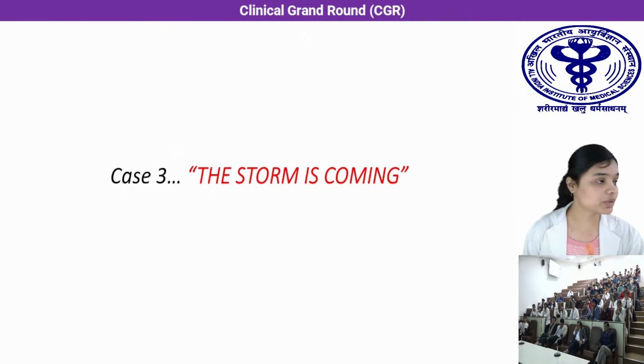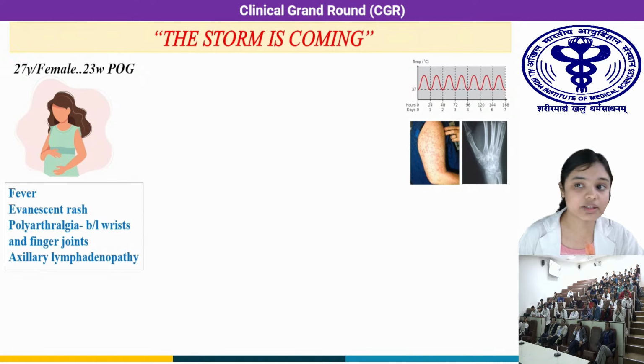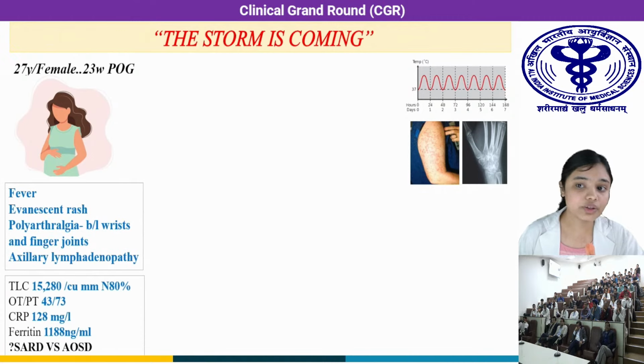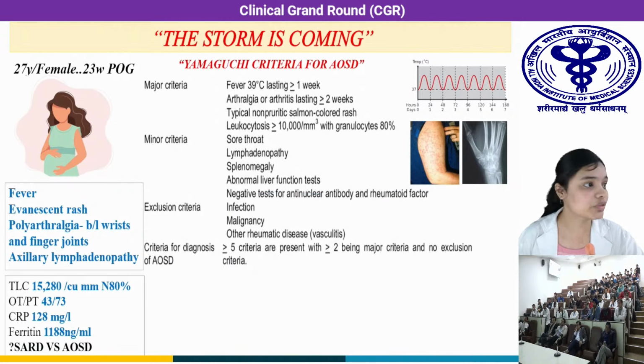So with this, let's move on to our third case. She was a 27-year-old female in her 23rd week of gestation who presented with fever, rash, polyarthralgia. She had neutrophilic leukocytosis, raised inflammatory markers. We had initial differentials of systemic autoimmune rheumatic disease versus adult onset Still's disease. And she was fitting well into the Yamaguchi criteria for AOSD.